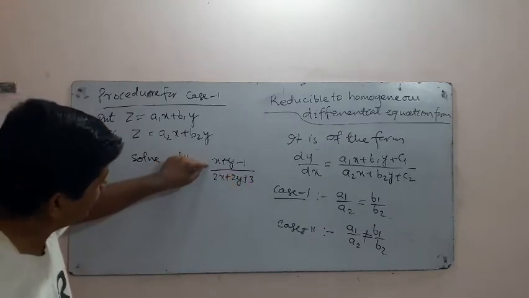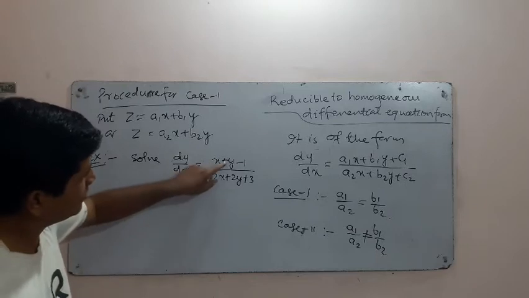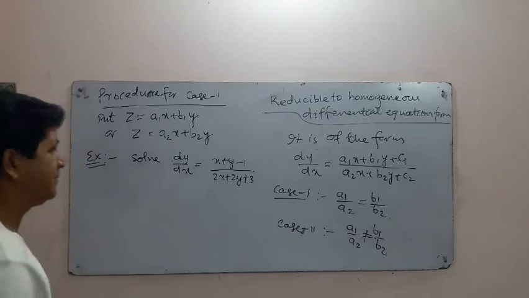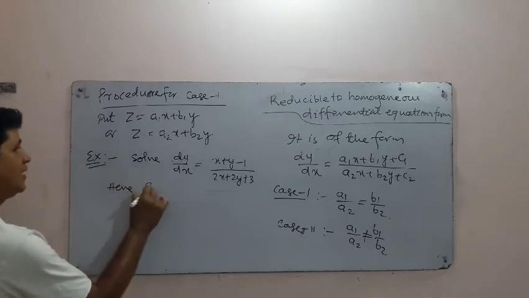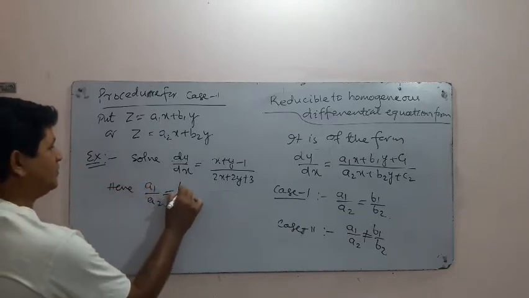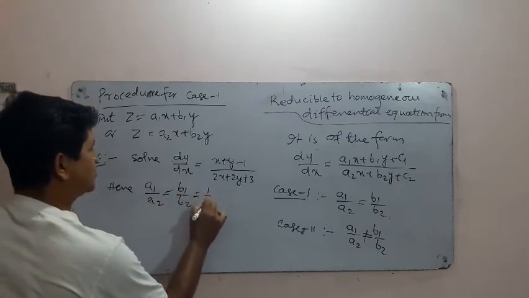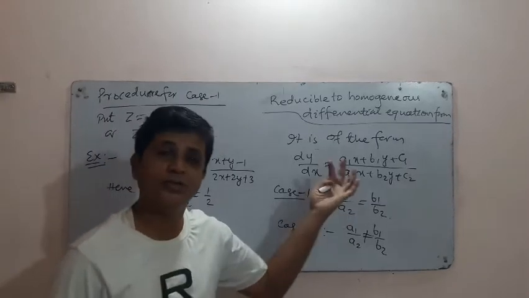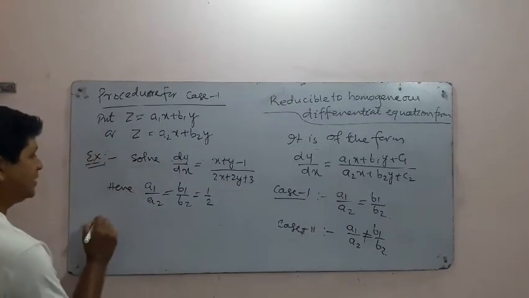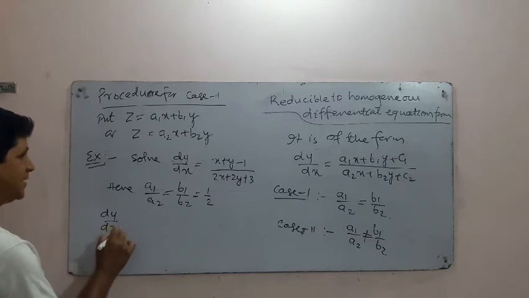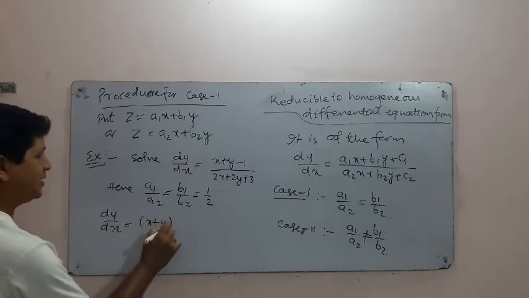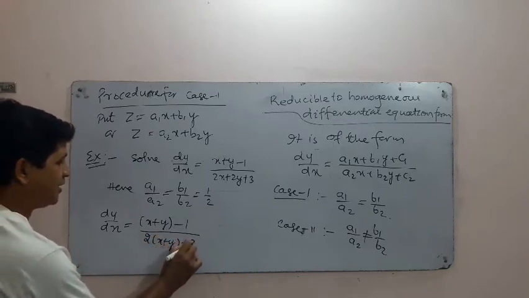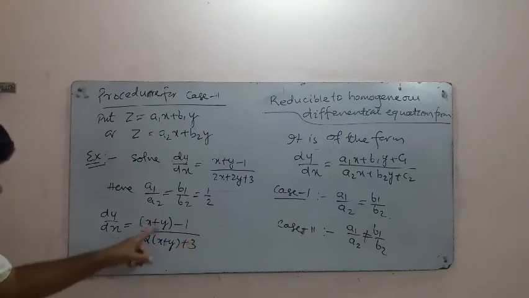Look at what is a1 by a2? 1 by 2. What is b1 by b2? 1 by 2. a1 by a2 is equal to b1 by b2, equal to 1 by 2. So this case 1 is applicable. Then which one will be substituted? Look at dy by dx equal to x plus y minus 1 by 2 into x plus y plus 3. Now this will be substituted.